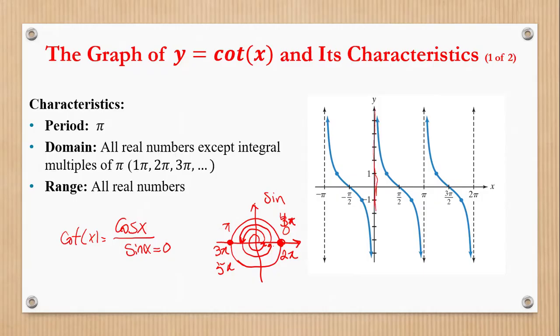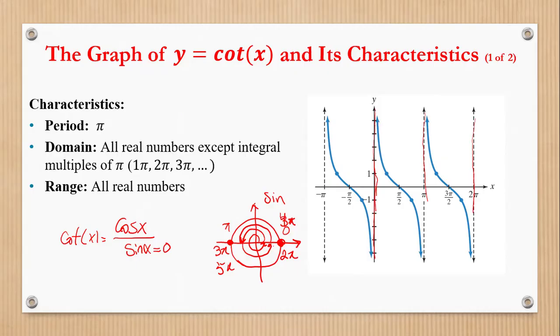0, which means the y-axis, pi, 2 pi, 3 pi, 4 pi, and in the negative direction we have negative pi, negative 2 pi, negative 3 pi, negative 4 pi. So all integer multiples of pi can be the asymptotes. The period of cotangent is pi.